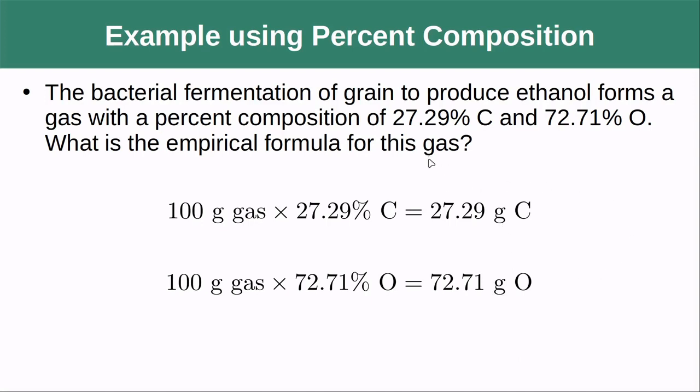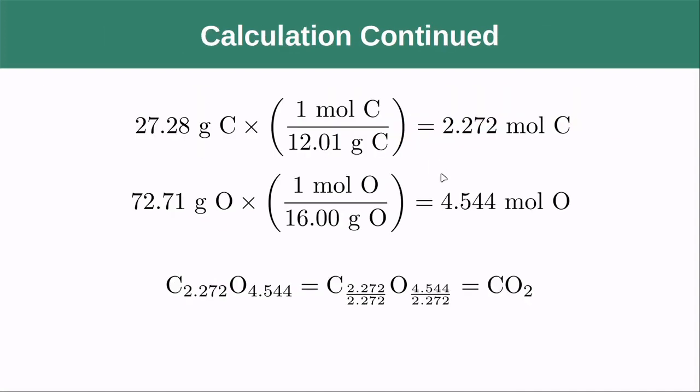All we need to do is follow through with the rest of the steps where we divide by the molar masses. We see those units cancel. We get the moles of carbon. We get the moles of oxygen. We place those values as the subscripts in our formula. We divide by the smallest one. One of them goes to 1, and the other one very conveniently winds up being almost exactly 2. And we see that that gas was carbon dioxide.